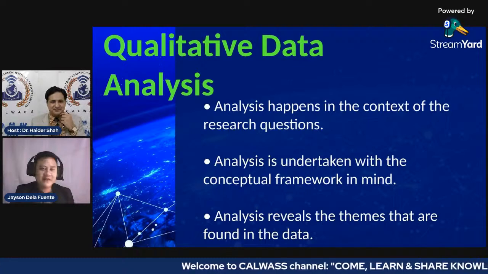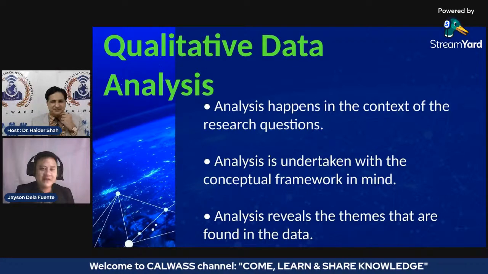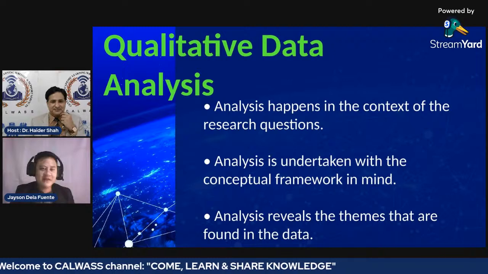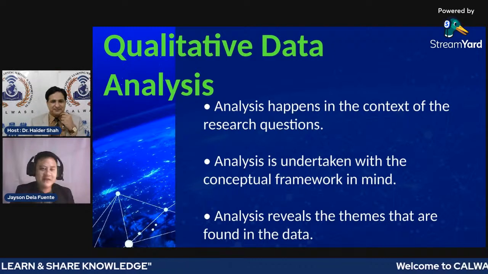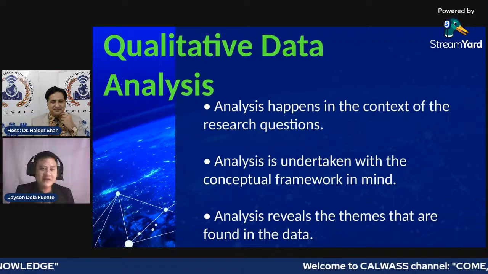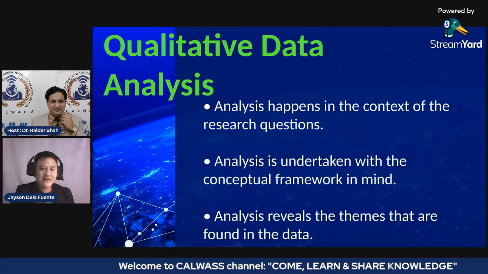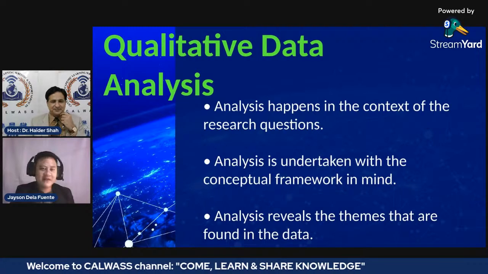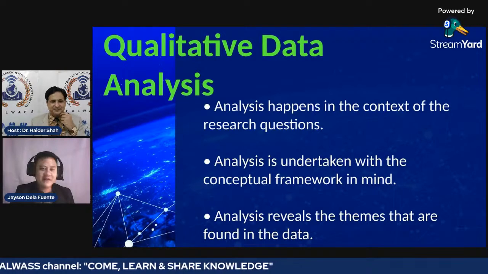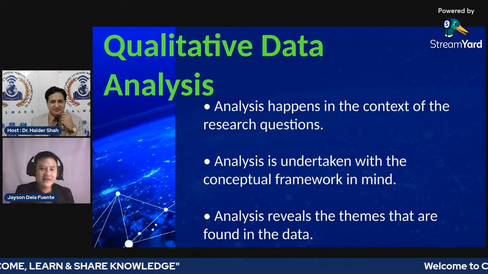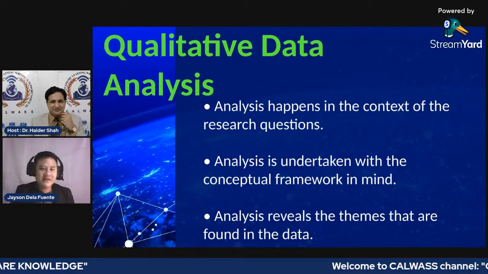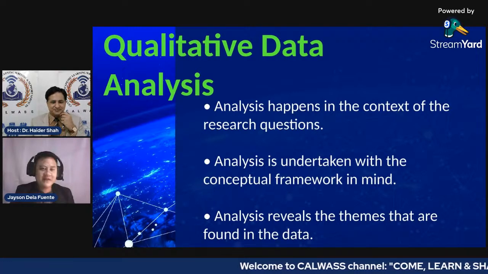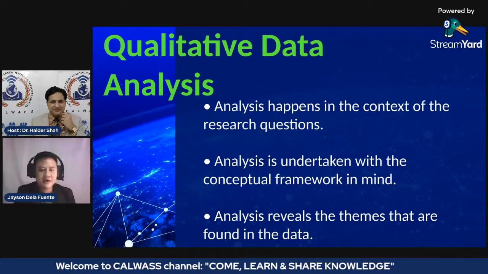Now let us move on with our goal for this lecture. What is qualitative data analysis? We know already that in qualitative research, we should have data at hand before we can analyze the data gathered. So how important is qualitative data analysis in having a very good research paper in the qualitative field?